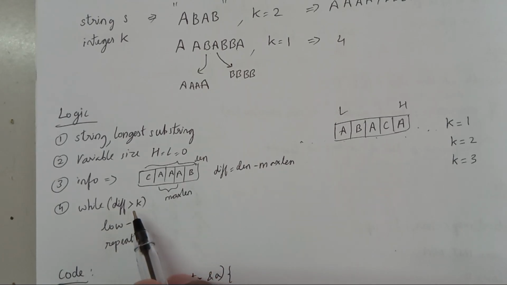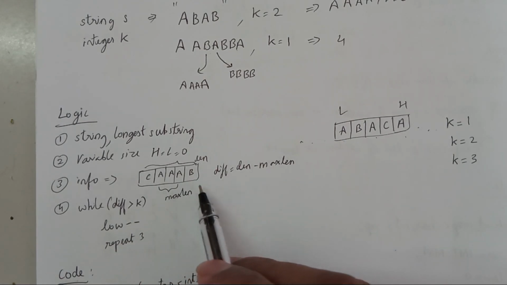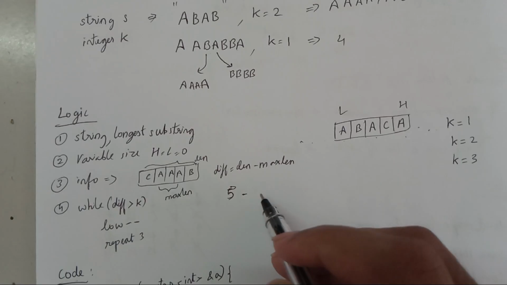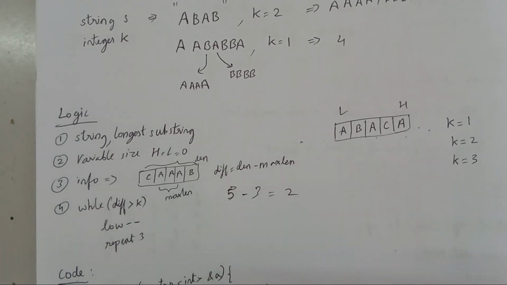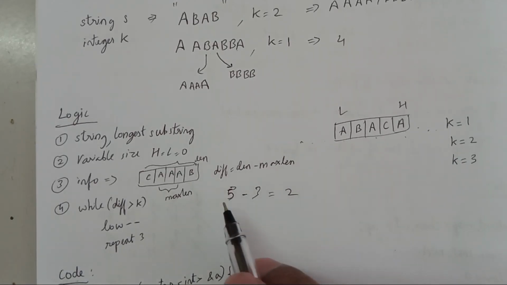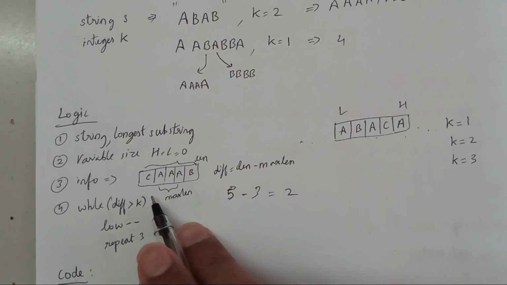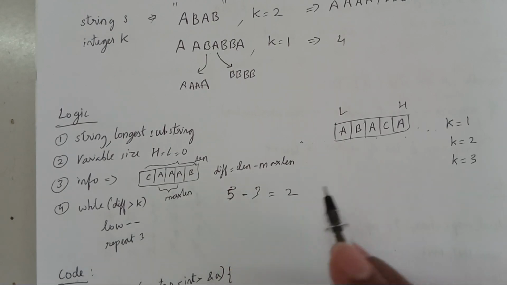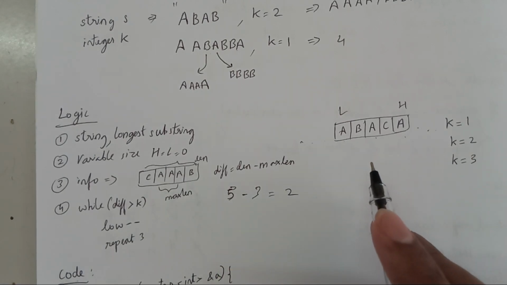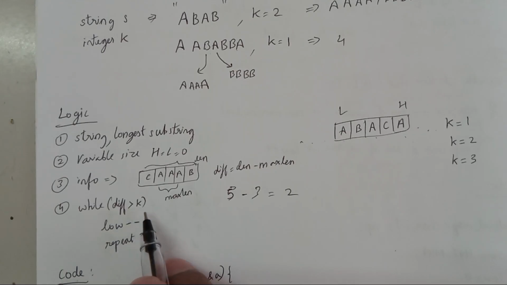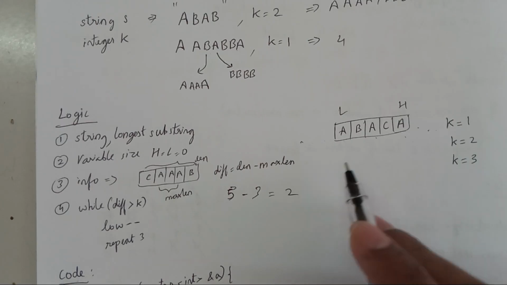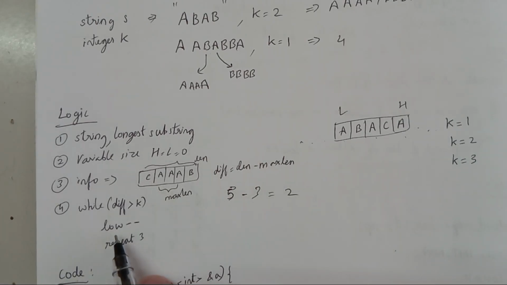And what does this mean? Like, if the length here is 5 and the maximum length is 3, so the difference is equal to 2. Now if k equal to 2, then that window is valid, so we can change two characters and bring all to a, so that is no problem. If k is equal to 3, then also it is valid, but if k is equal to 1, that means the difference 2 is greater than 1, that means we can change only one character. So that is the invalid condition, and we need to reduce the window size.